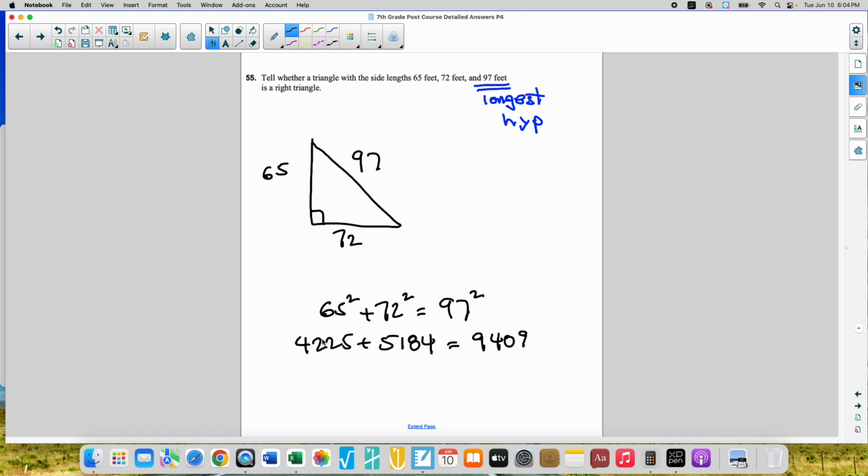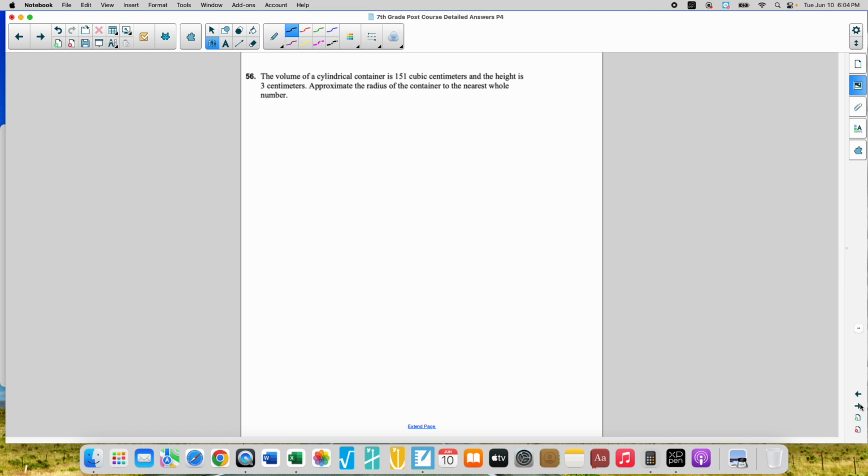So we'll add these two side lengths, the two legs, 4,225 plus 5,184 gives us 9,409. And since those two add up, then we know, yes, it is a right triangle. Right triangle. Very, very important skill to know, to test. That was 55. So 56.